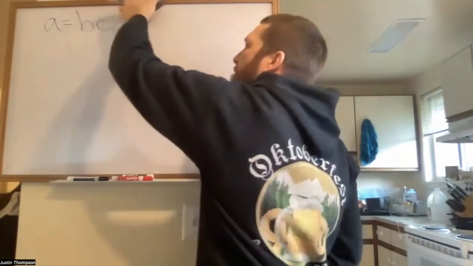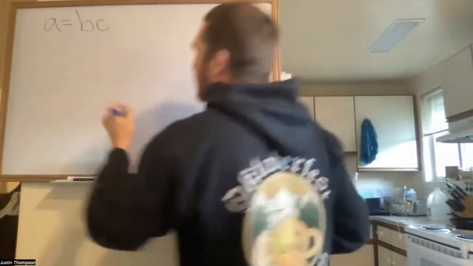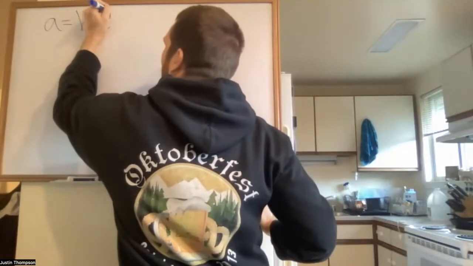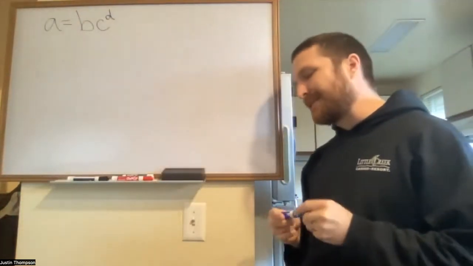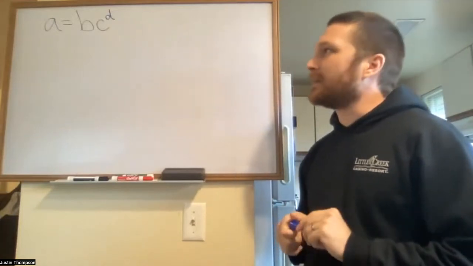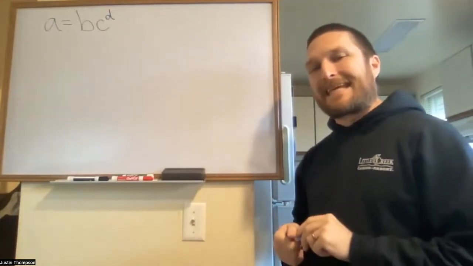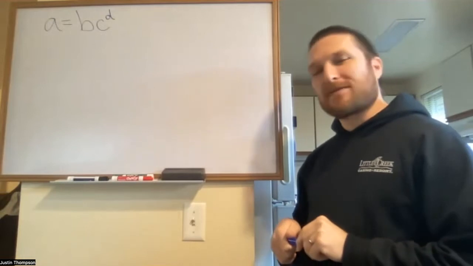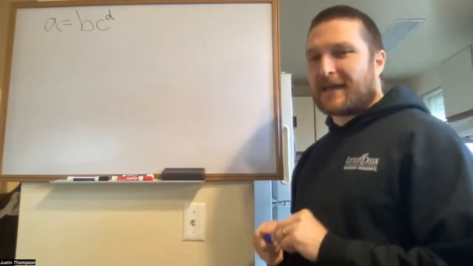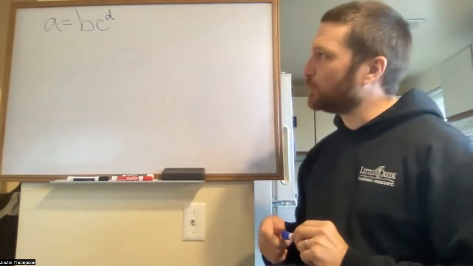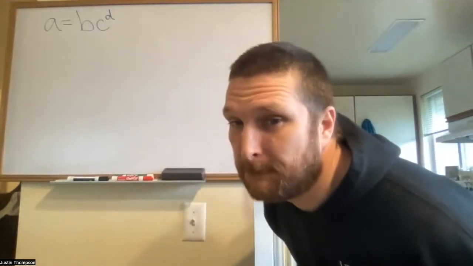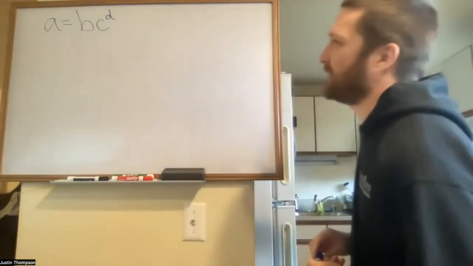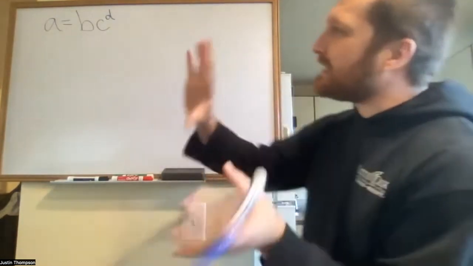So let's change this slightly. I'm going to replace that squared with a d. And I'm going to say, let's solve for d. What's the first thing you want to do to get that d by itself? Divide by b. Divide by what? b. B as in Bravo. Yes, yes, exactly, right? And it's the same kind of idea.